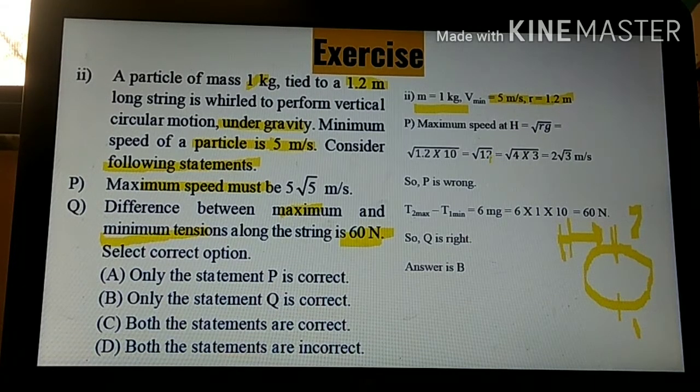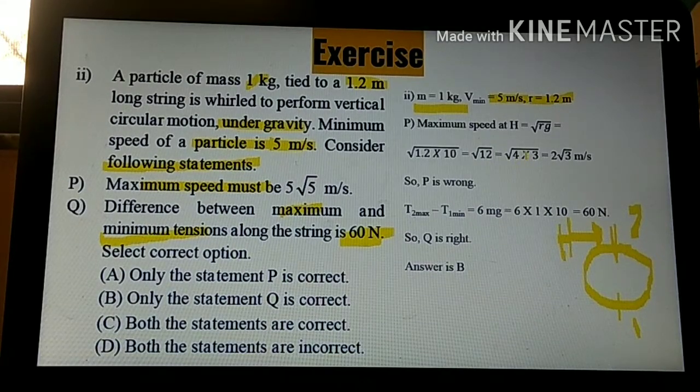Root 12, we can split it as 4 into 3. 4 is the square of 2, so we can take 2 outside. So it will be 2√3 meter per second. So maximum speed is 2√3. But over here what has been given? 5√5. So this option is wrong.